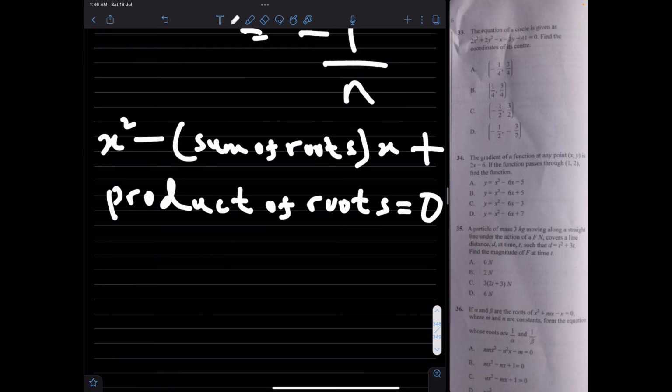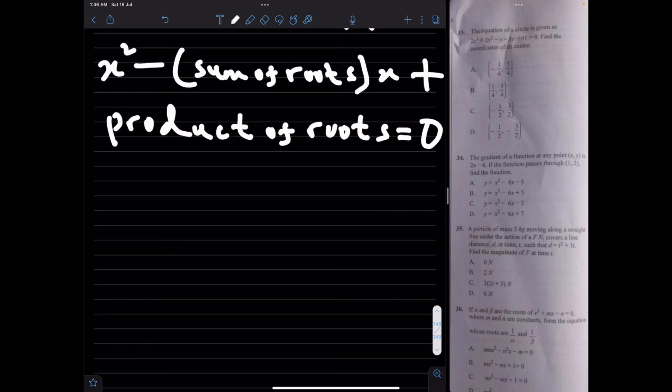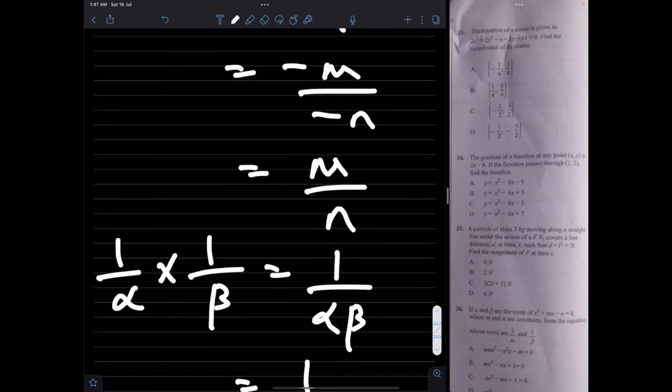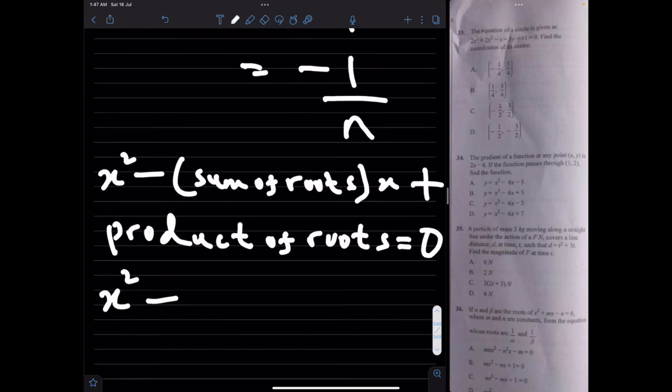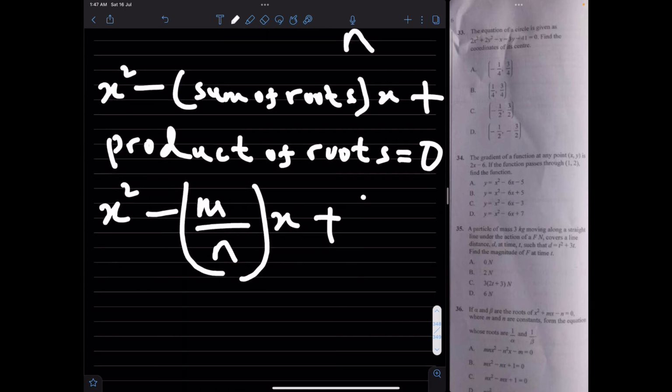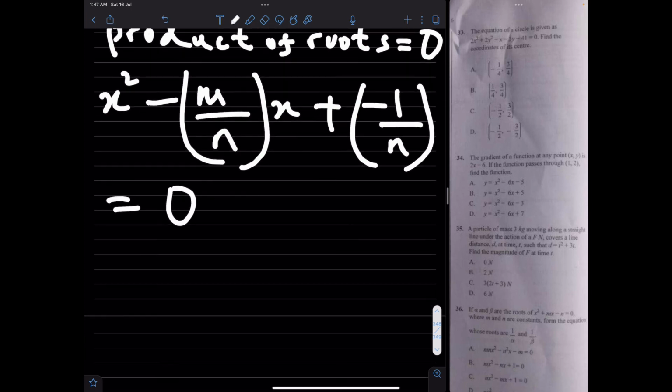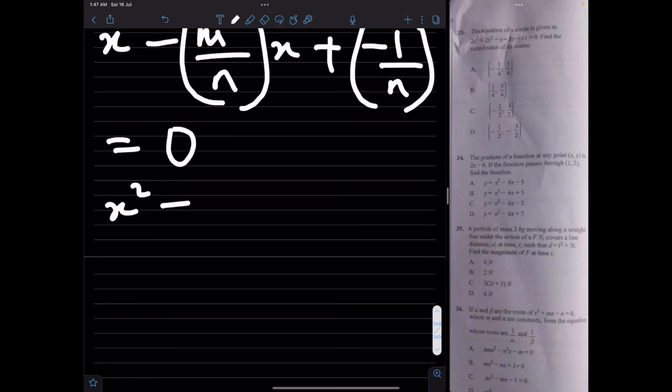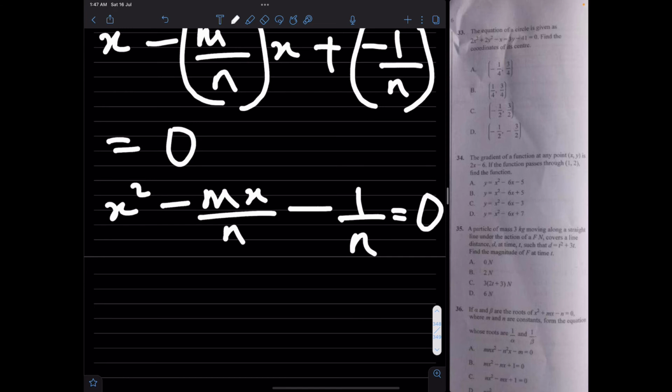This is the general form of a quadratic equation in terms of its roots. So the new equation is simply x squared minus the sum of roots, which is m over n, times x, plus the product of roots, which is minus 1 over n, equals 0. That's the same as x squared minus mx over n, or if you like m over n times x, minus 1 over n equals 0.